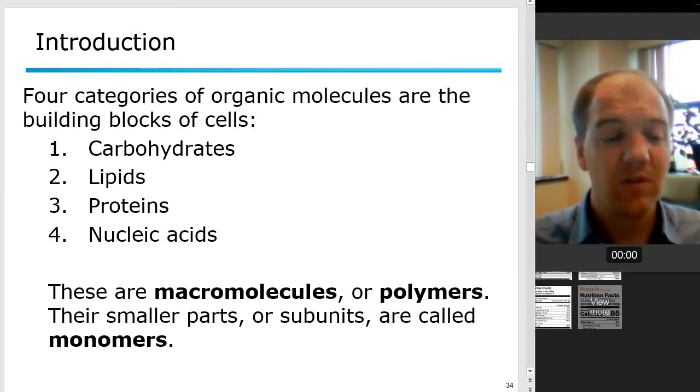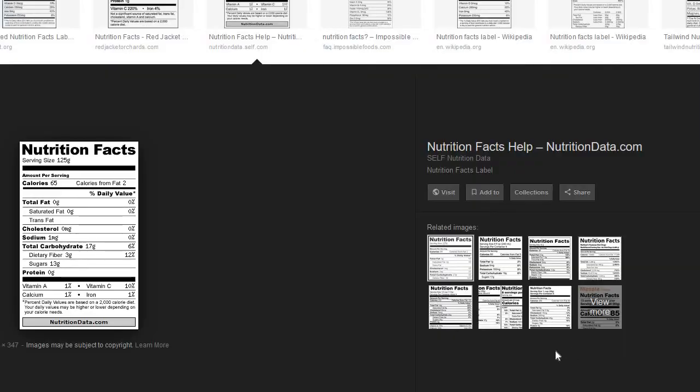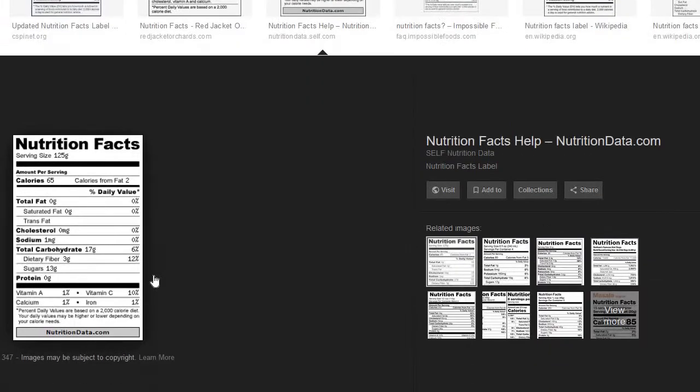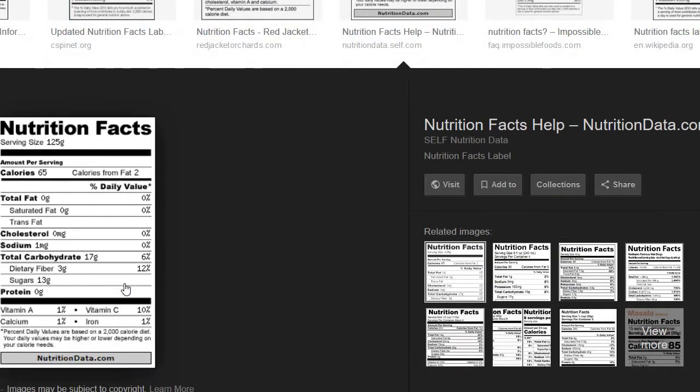And so we do see these all around us, and they're important parts of our diet. That's probably where you've heard of carbohydrates and proteins before. Specifically, maybe you've heard of lipids. If you take any type of food and turn it over, you're going to have these nutrition facts. If you look closely at the nutrition facts, you'll see that these are all organic molecules.